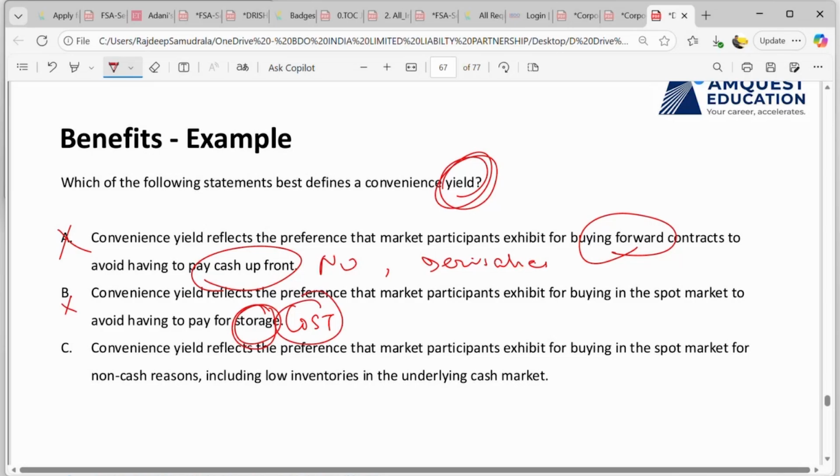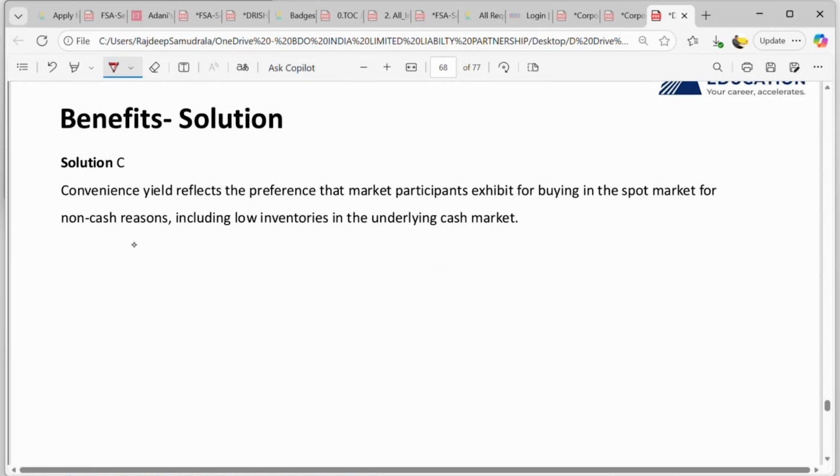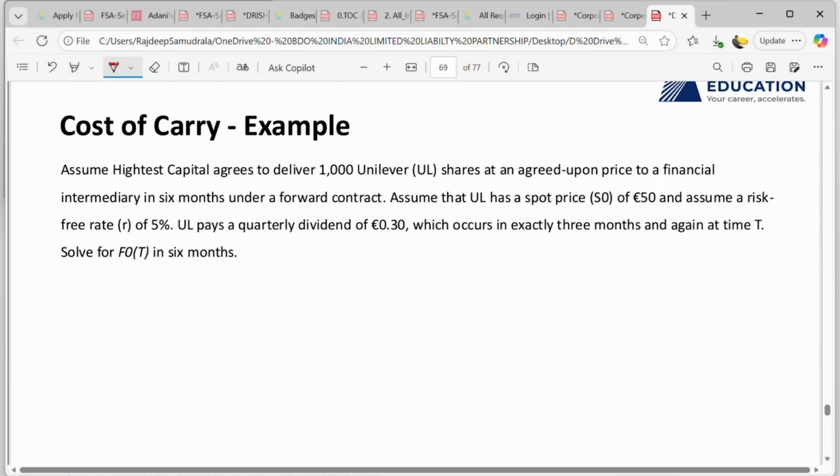Convenience yield reflects a preference that market participants exhibit for buying in the spot market for non-cash reasons. You saw the word non-cash, right? So any non-cash reason that you exhibit would come from the potential convenience yield underlying the cash market. So look out for the terminology and the word.